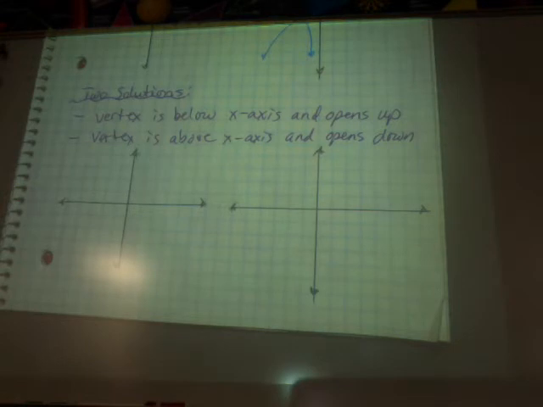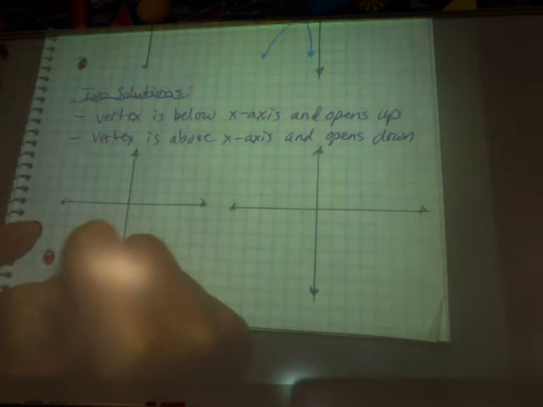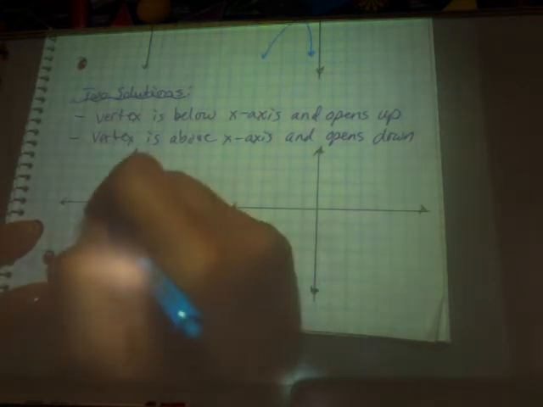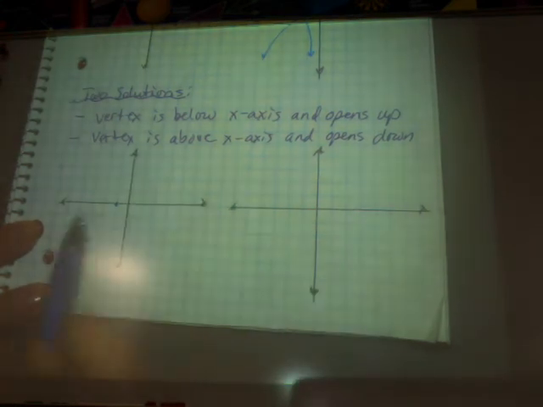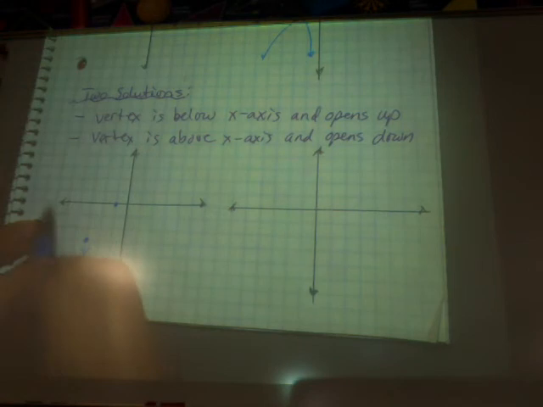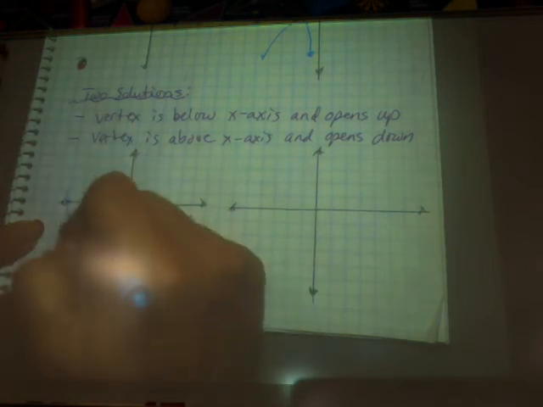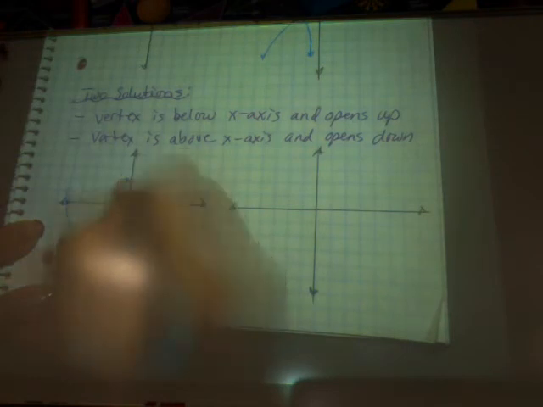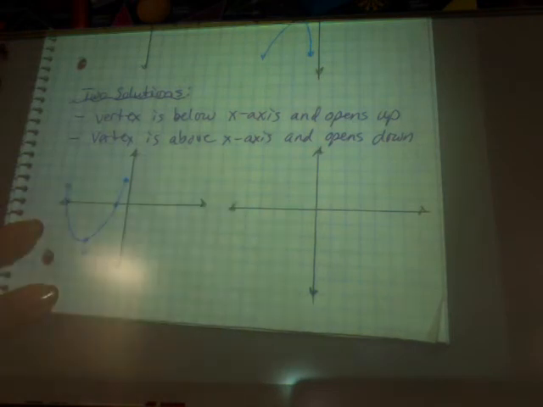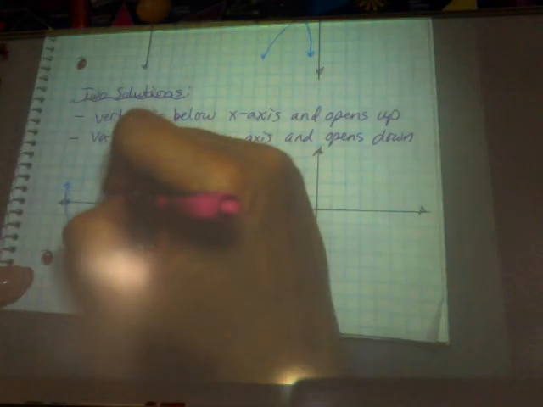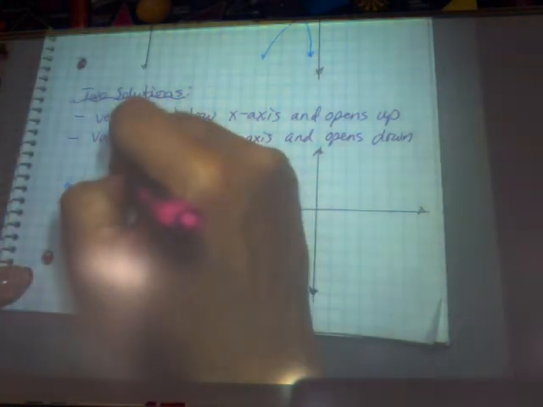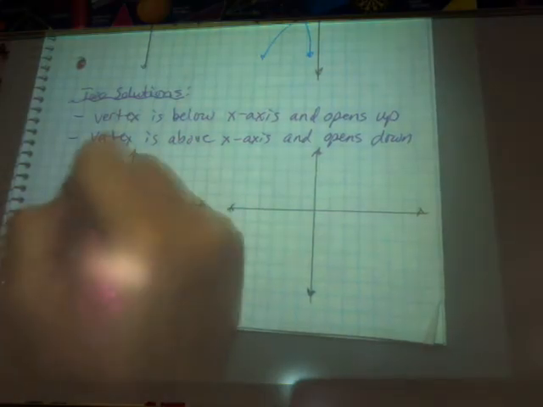So here's an example of our vertex is below. So let's just put it over here below. So this is B, your vertex. And let's say that the roots were here. And then this would be where the axis of symmetry is. So the other root has to be equal distance apart. So it would be over here. So your parabola would look like this if the vertex is below the x-axis and it opens up. This right here is a root. And this right here is a root.